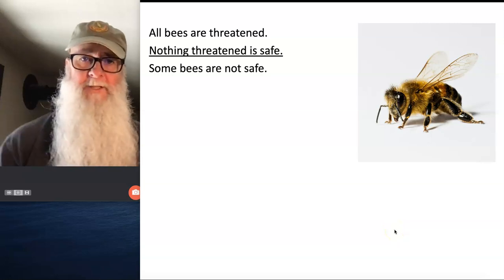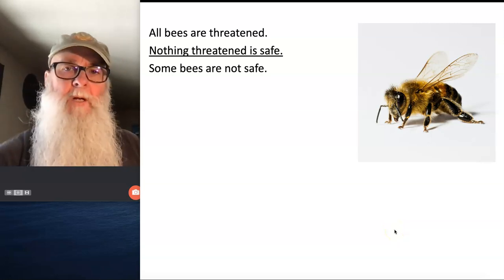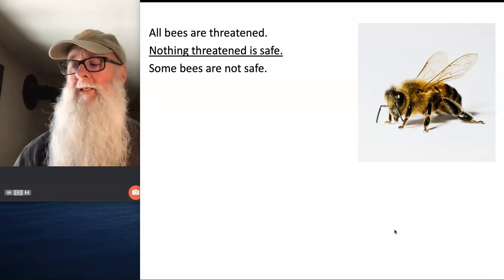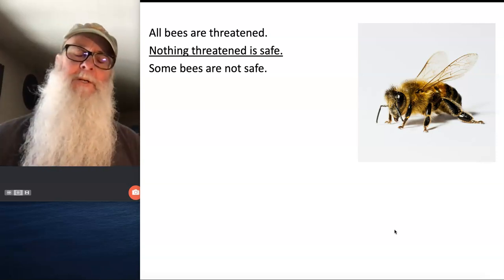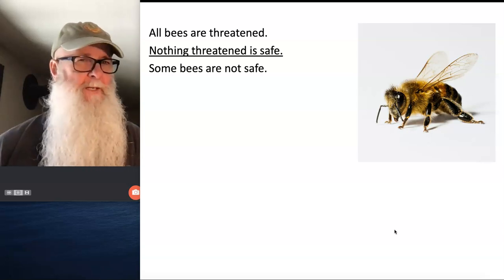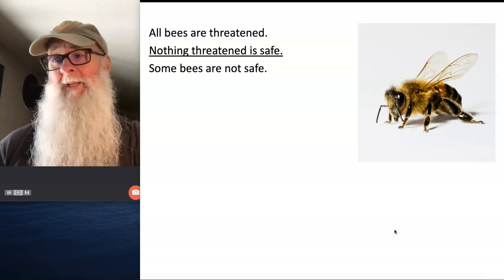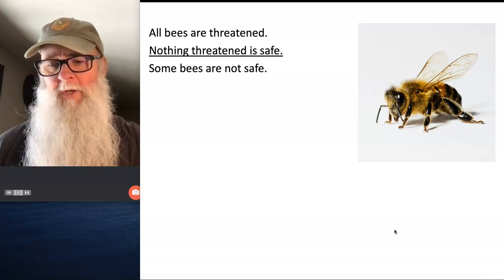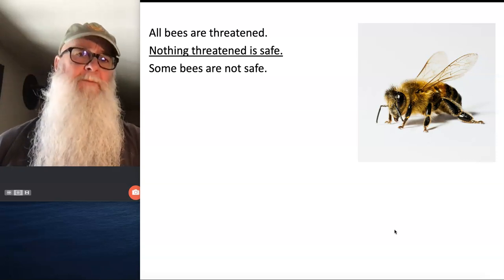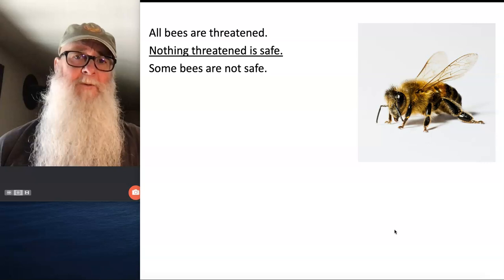All right, here's the syllogism we're going to work with. All bees are threatened. Nothing threatened is safe. Therefore, some bees are not safe. Now, what you're going to do is translate this into standard form, thinking very carefully about how you do that and making sure that your translation has all of the criteria for a syllogism to be considered a standard form categorical syllogism.